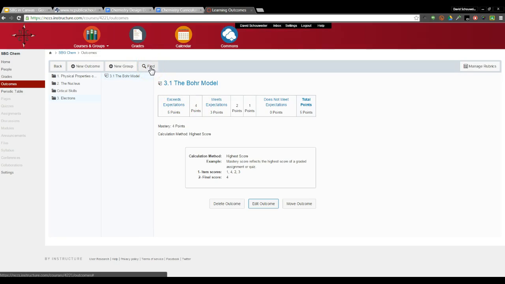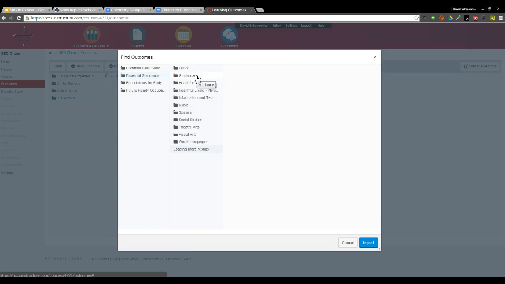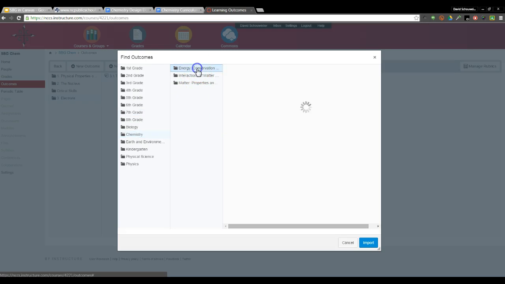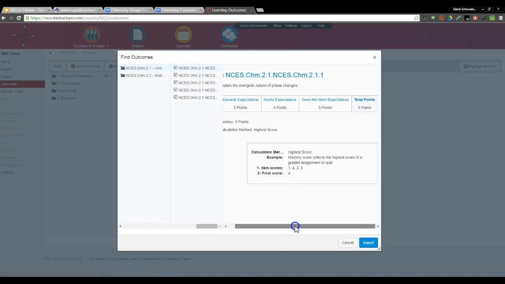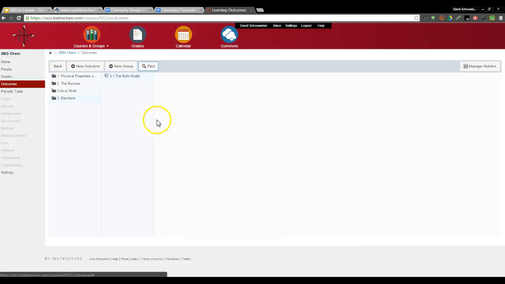If you want to do this a little bit more easily, you can also use Canvas's Finder to find standards based on the Common Core standards or on the state standards, so North Carolina. And I'm going to look at the essential standards for science. Okay? And since I'm looking at chemistry here, I can find all of those standards from North Carolina. Okay, clicking through, and there's an outcome from North Carolina's chemistry standards, aligned with explaining the energetic nature of phase changes. So either way will work.